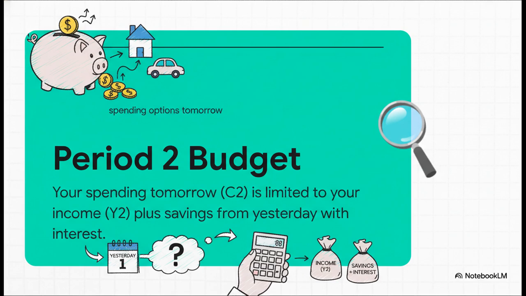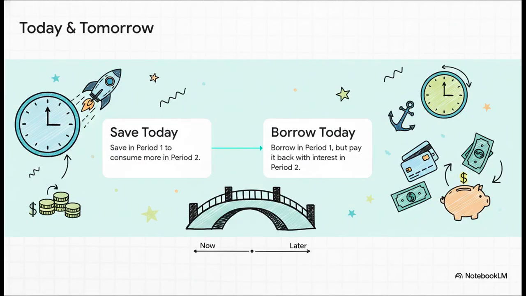But then we get to tomorrow, period 2. And suddenly, the decisions you made yesterday really matter. The amount of money you can spend tomorrow is your new income plus everything you saved from yesterday, and hopefully that savings has earned a little bit of interest, so your choices today directly limit or expand your options for tomorrow.